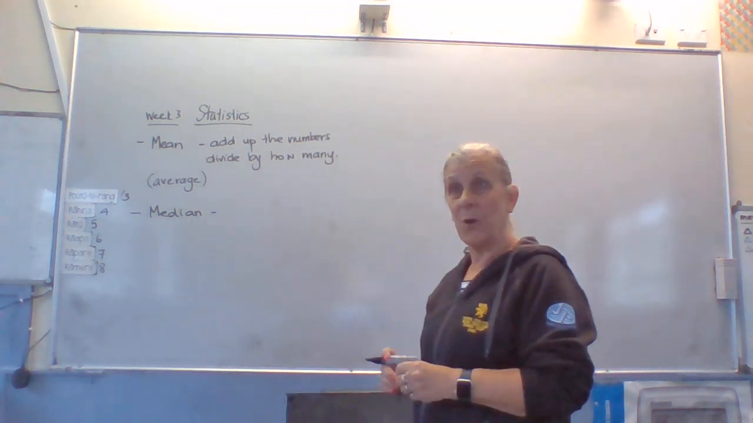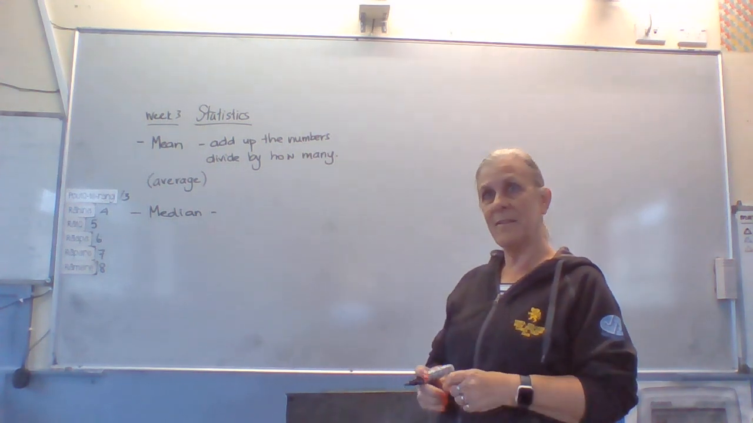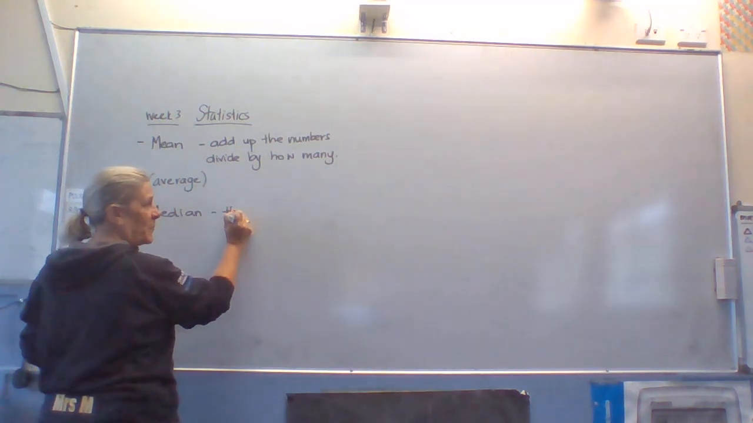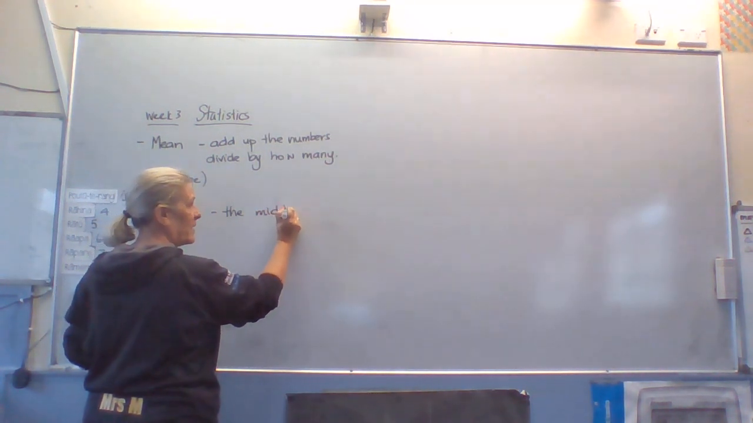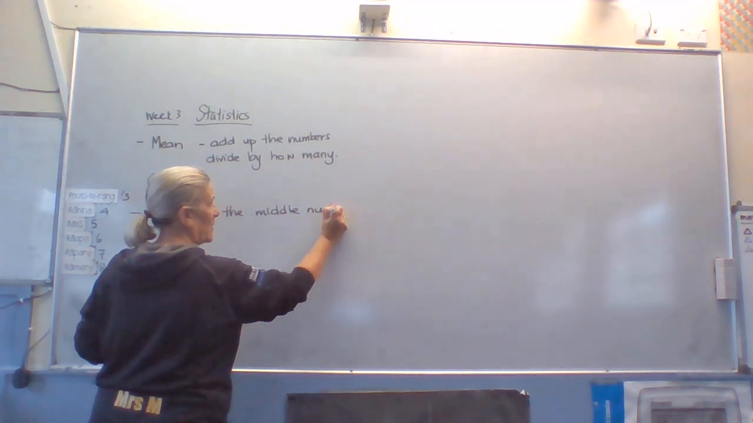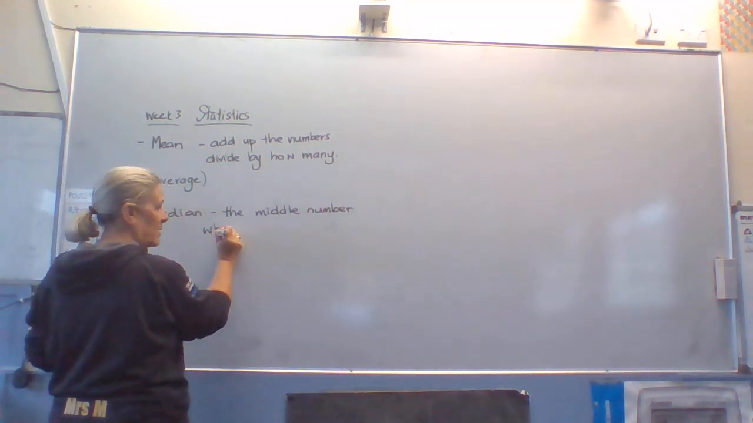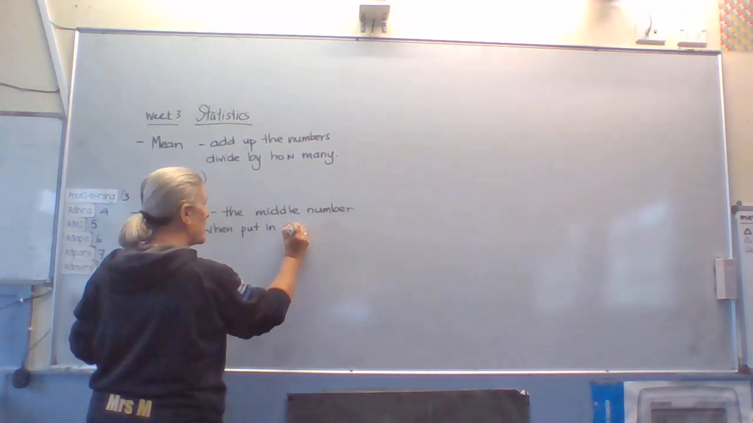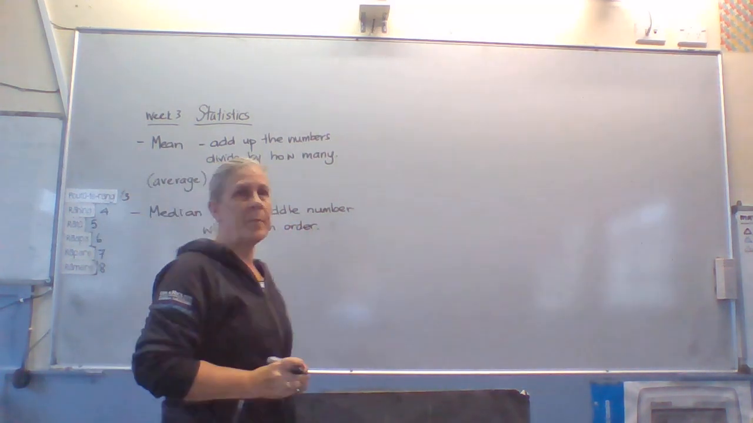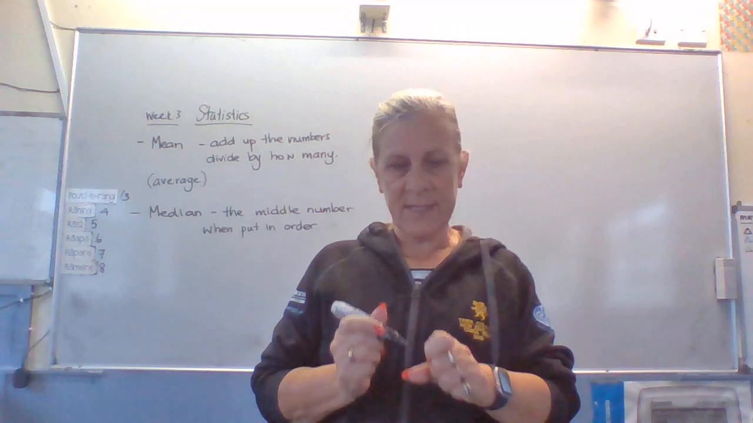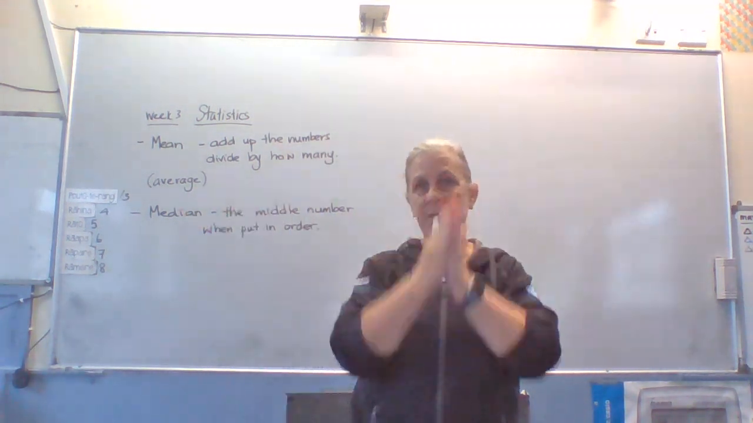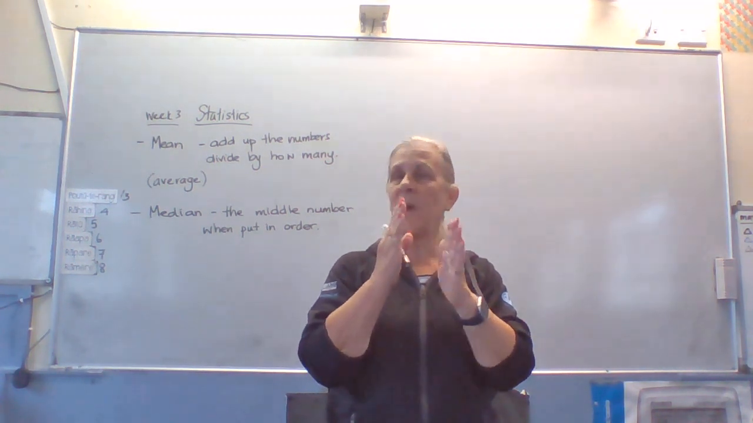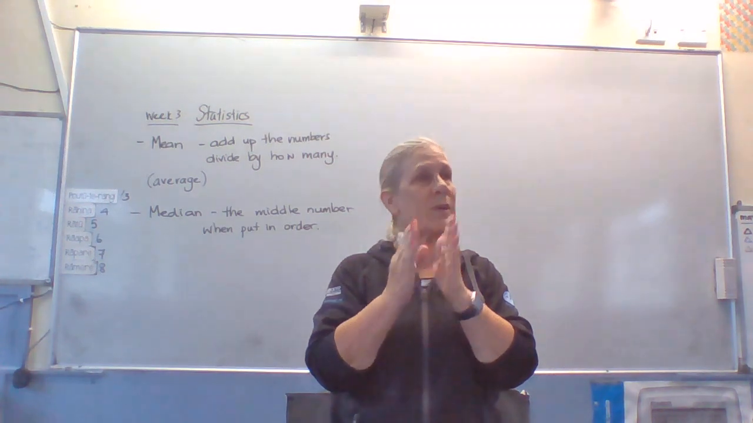It's when you organize the numbers by smallest to largest and then find the middle one. Perfect again. The middle number when put in order. Now, sometimes there isn't one middle number, there's 2. So if we have an even number of things, if we've got 1, 2, 3, 4, 5, 6, there's nothing in the middle. So when we have nothing in the middle, we look at the 2 that are in the middle, and we find their mean, or halfway between those 2.